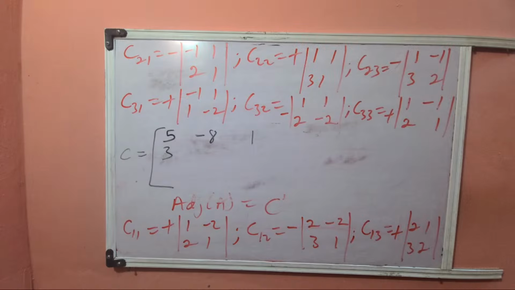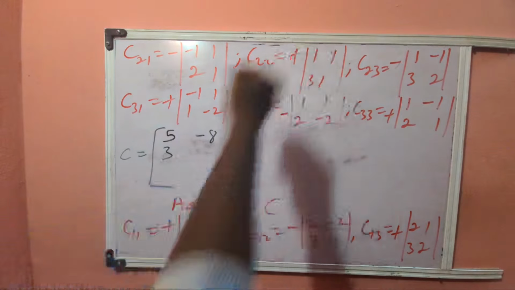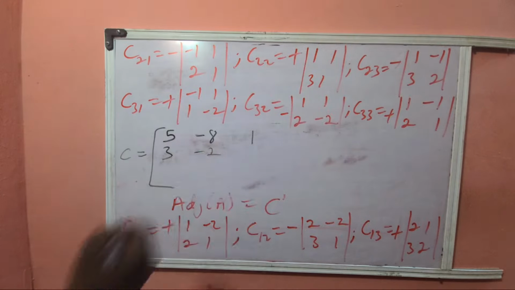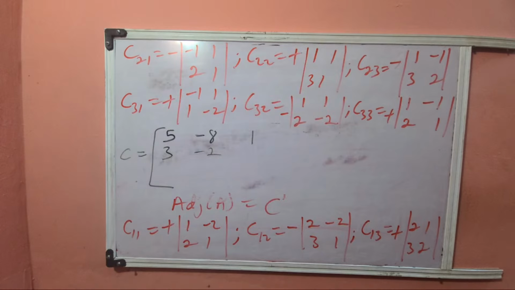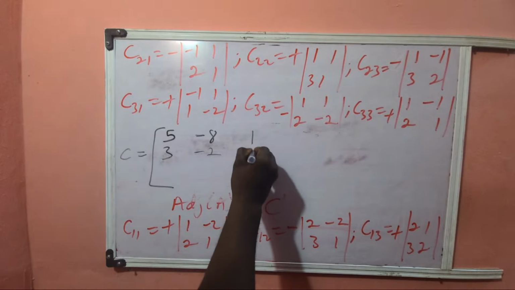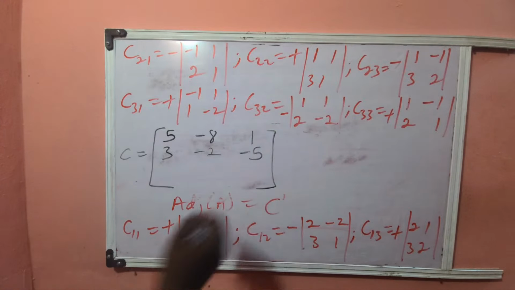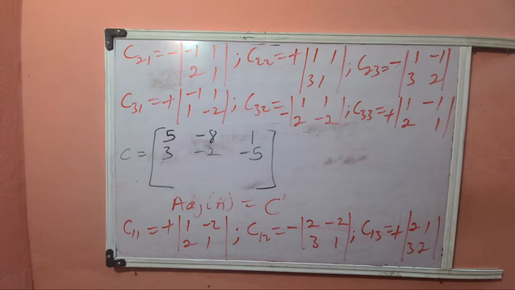And for C22, we have 1 minus 3. That'll be minus 2. And for C23, we have 2 minus 3, that's 2 plus 3, that's 5. That's minus 5. So we have minus 5 there.